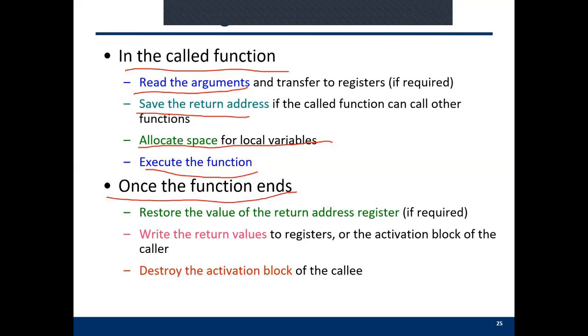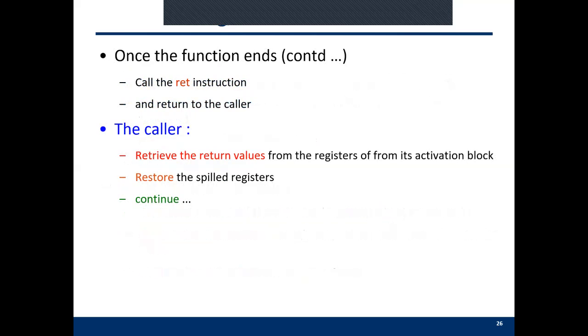Once the function completes, you restore the value of the return address register, write the return values to the register, and then destroy the activation block. And then you can do the return. You return to the caller. The caller will retrieve the return results, the value you returned, and then restore the spilled registers, and then continue to the next instructions.